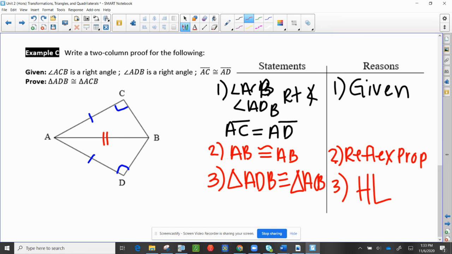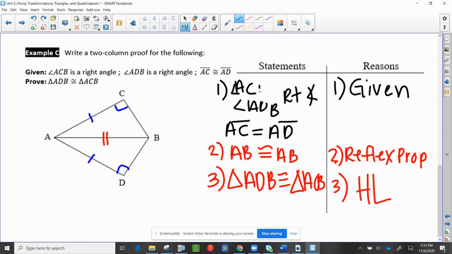But again, you could only use HL if you have right angles. So if you're noticing your problem has right angles, you're probably going to use HL. But don't forget, we still have all of our other criteria, the SSS, the ASA, the SAS, and the AAS too. I'm just going to fix this up a little bit.